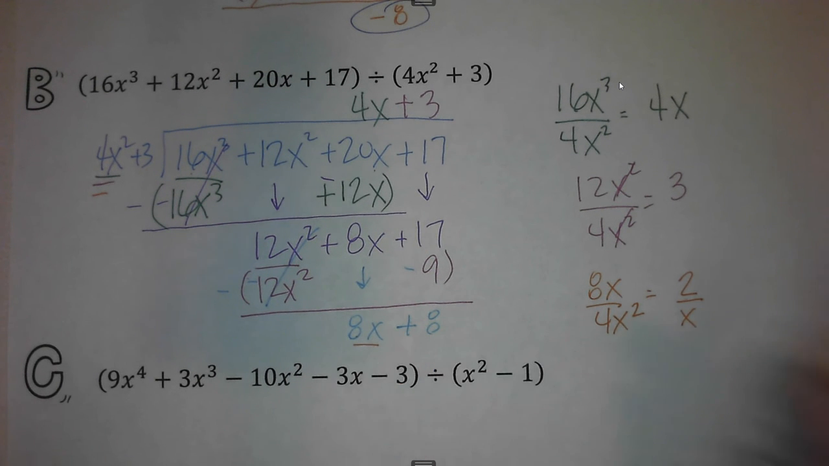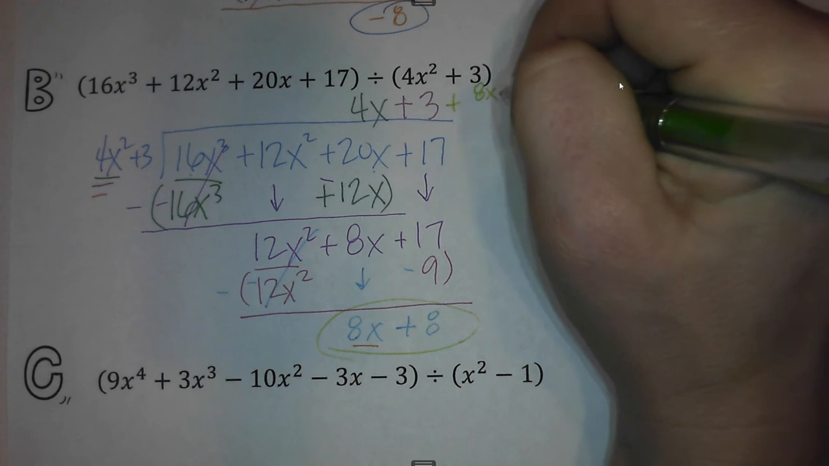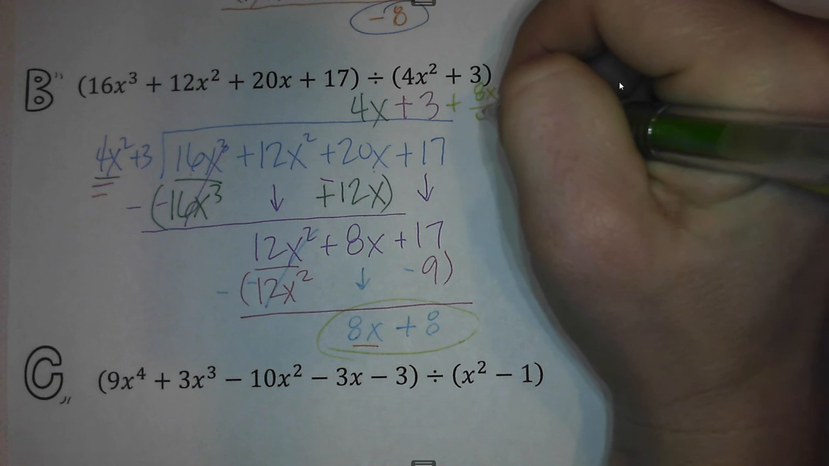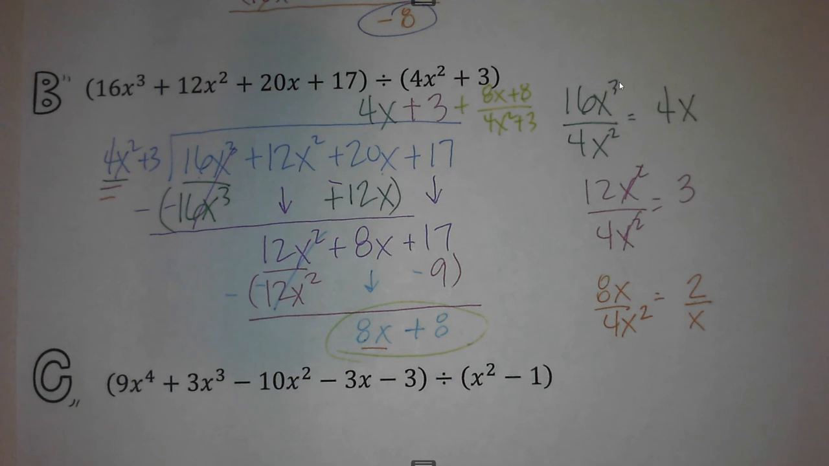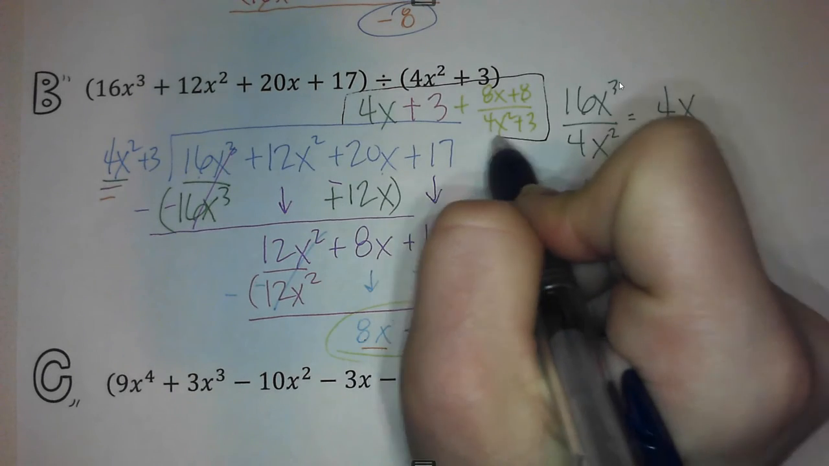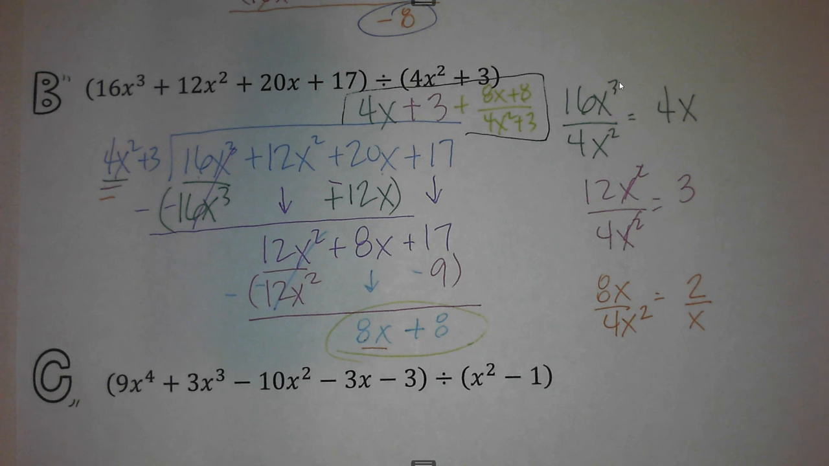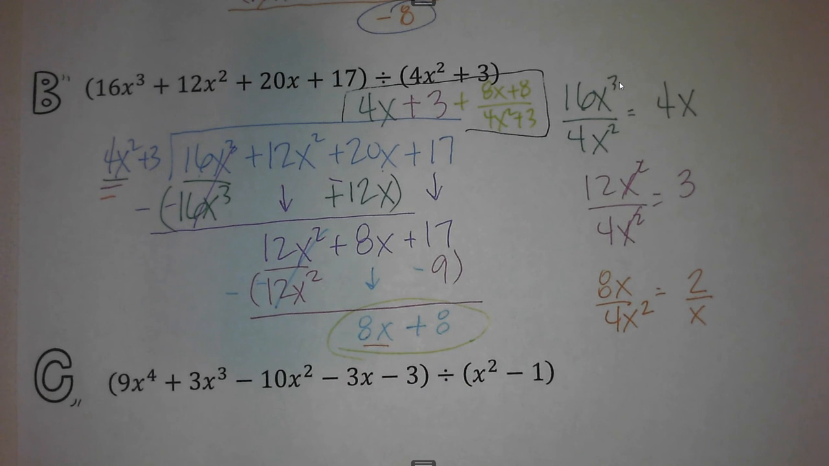So this whole thing is your remainder. And I'm going to put plus 8x over 4x squared plus 3. And this is my final answer. So remember, when we get with our exponent smaller than it is in our divisor, we're done.